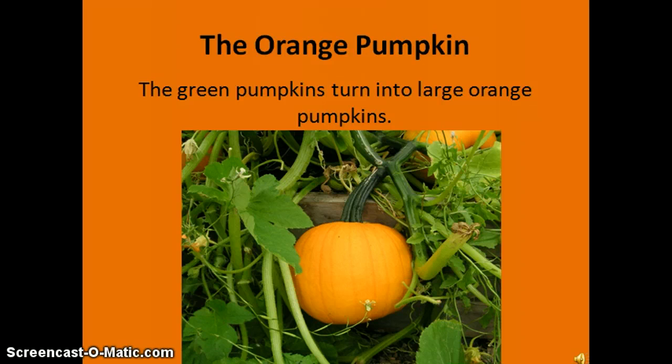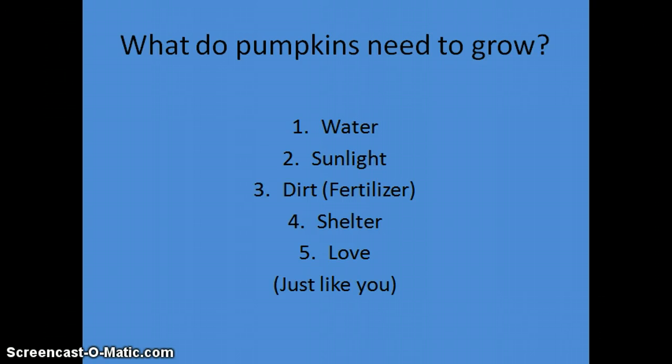Now the final stage is the orange pumpkin. This is the pumpkin that we're used to seeing when we go pick it from the store or from a small little pumpkin patch. Now the pumpkin is ready. Now let's discuss what a pumpkin needs to grow. Can anybody tell me what a pumpkin needs to grow? Good. A pumpkin needs water, sunlight, dirt or fertilizer, shelter, and of course love, just like you.